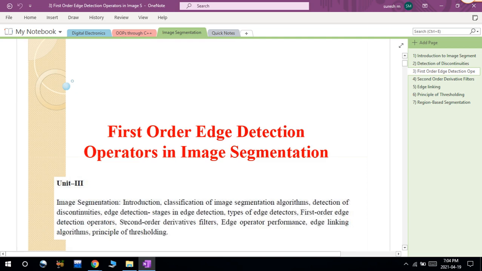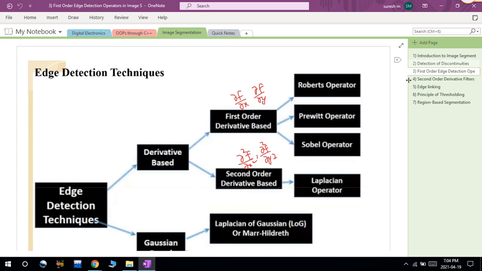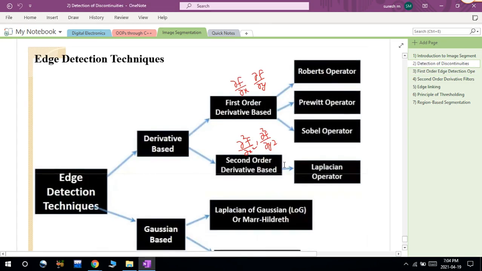And after completion of this, we have seen what is edge detection, what are the stages that are involved in edge detection, and what are the different types of edge detectors. So these are the different types of edge detectors.